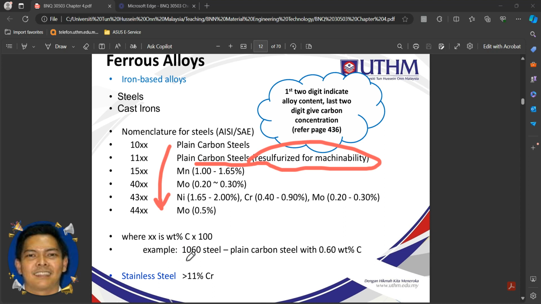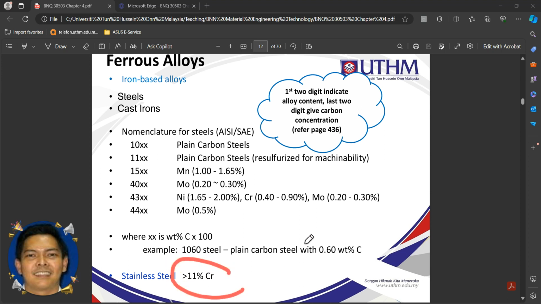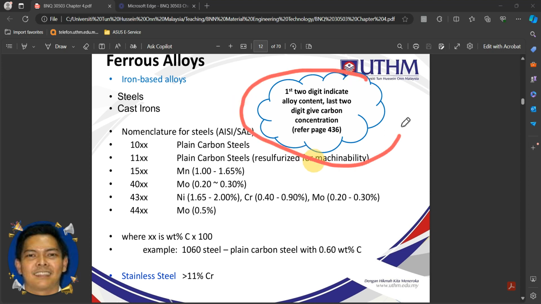For example, 1060 steel, if we consider it as plain carbon steel, has 0.60 weight percent of carbon. Stainless steel has over 11% of chromium in its composition. So this is the indicator of how you give naming to this type of steel.